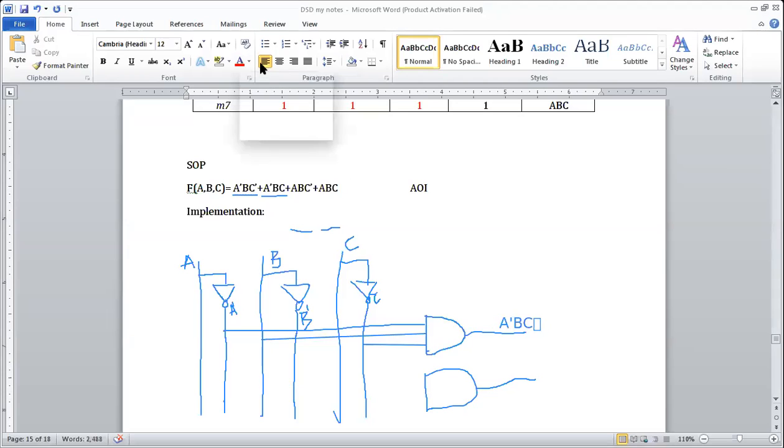Then what are the inputs for this AND gate? A bar, A bar. Then B, B. Then C, C. Okay, understanding?